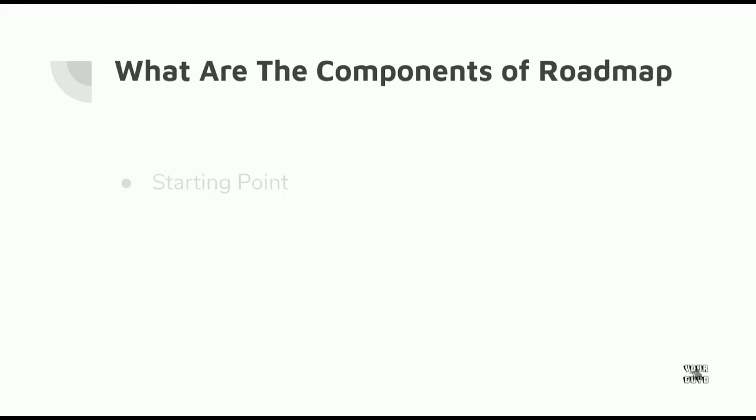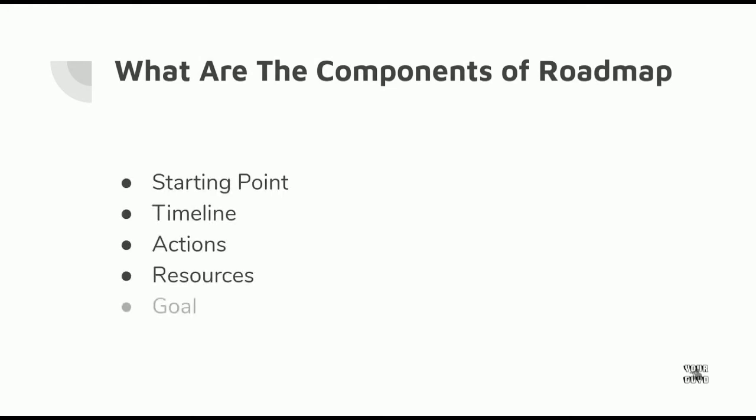So what are the components of a roadmap? You need to know where you currently stand in terms of what you want to achieve as a goal. It's like, this is where we are currently, a year, 2 years, 3 years, and so on and so forth.